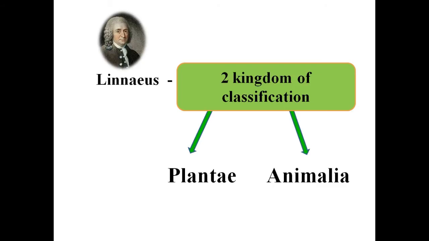Later it was found that the two kingdom classification was not sufficient, because in it prokaryotes and eukaryotes were grouped together, and there was a lot of confusion. Heterotrophs and autotrophs were together. Simple organisms were placed along with higher organisms. So it was not convenient, and it was not sufficient.